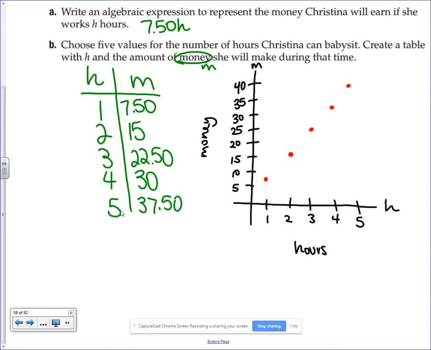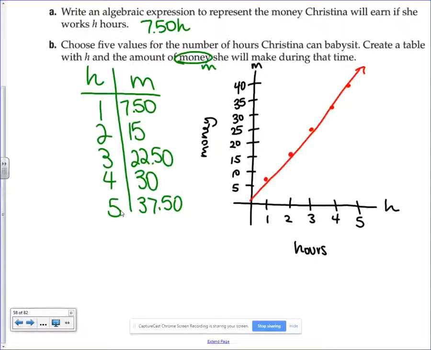Got them on your graph? How we doing? Are those the only 5 values you could have given me for the hours? No. So I should connect these dots. Somebody tell me why I only put an arrow on the right side and I did not put an arrow on the left side. I can't have negative hours, can I? I can't have negative money. Negative money would mean that you would be paying me to watch my kids. And that's absurd, right? Okay, so there's only an arrow over there.